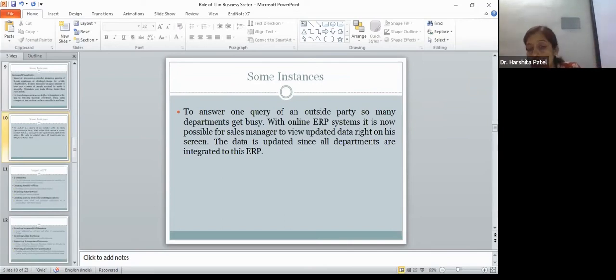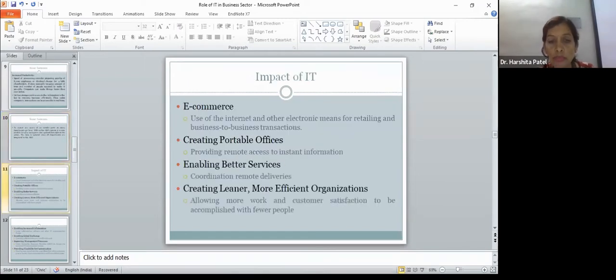With such kinds of software, for example ERP, enterprise resource planning, they can bring all these departments together on one platform, and here query solving will be easier. These are just some instances and examples. There are many. Once you look into any actual running business, you will identify how IT is available everywhere. So now we can see the impact of IT on businesses in various ways.